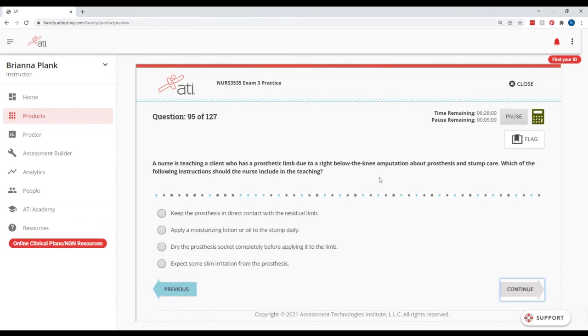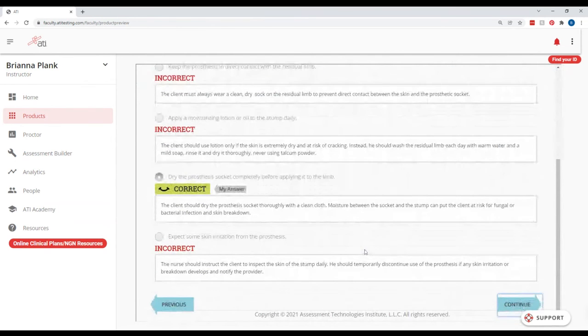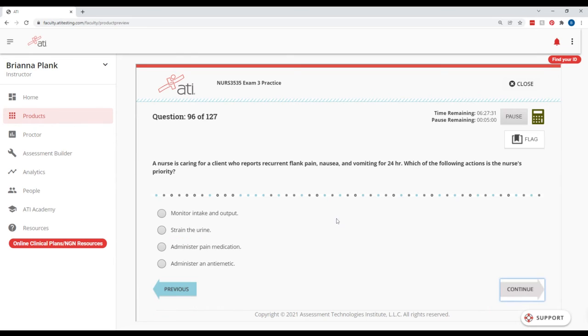Okay, we have a prosthetic limb, right below the knee amputation. What are we going to teach them? So we did this one together, if you guys remember. We want to dry it completely so that there's no wetness and no chance for bacteria to accumulate. And when it's dry, it's not going to slip as much. So we're going to have less risk of skin breakdown.